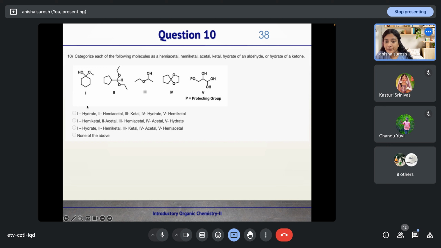So here, this is a ketone, and when methanol is added, it will lead to formation of this OH, OMe. So this is known as a hemiketal, right?